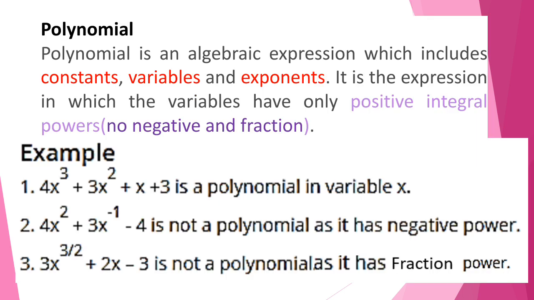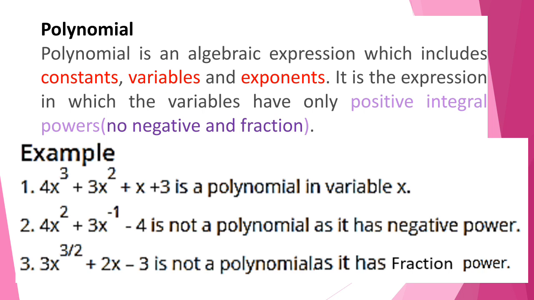We can define a polynomial in different ways. A polynomial is an algebraic expression which includes constants, variables and exponents. It is an expression in which the variables have only positive integral powers, that is, no negative and no fractional powers. For example, 4x power 3 plus 3x square plus x plus 3. This is a polynomial in variable x.